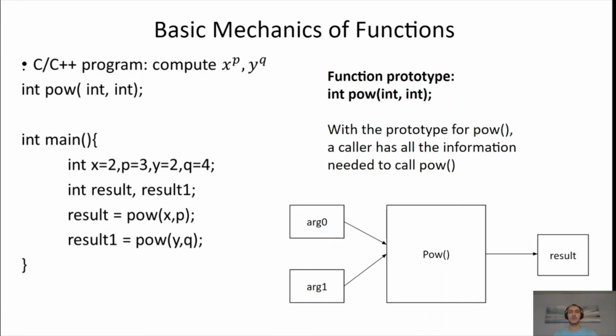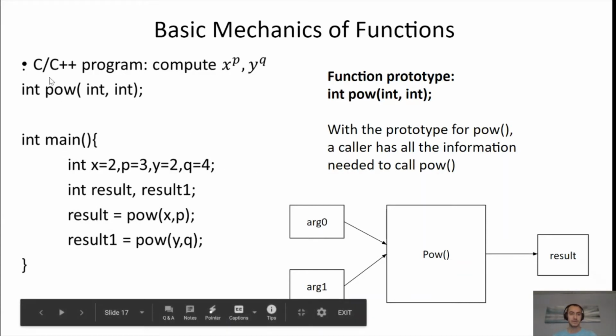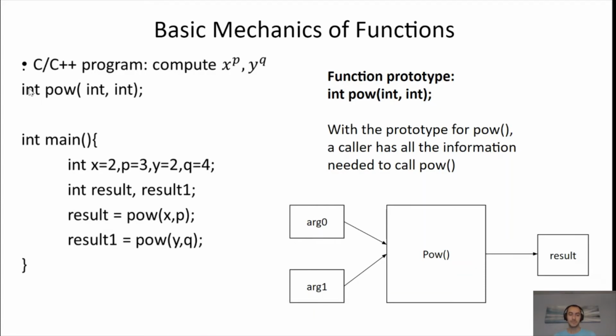We are going to look at basic mechanics of functions. First, as usual in C or C++, and then we're going to learn how to write and call functions in MIPS. So in C++, usually you have some type that your function is going to return, and then you have the function name, and you have a list of parameters. And this list of parameters also has the types specified with them.